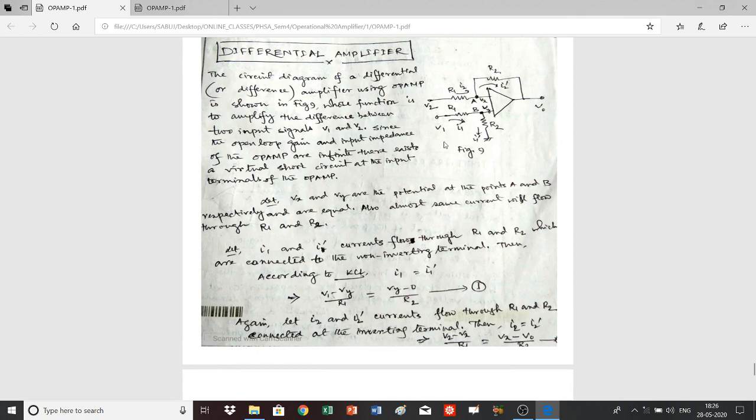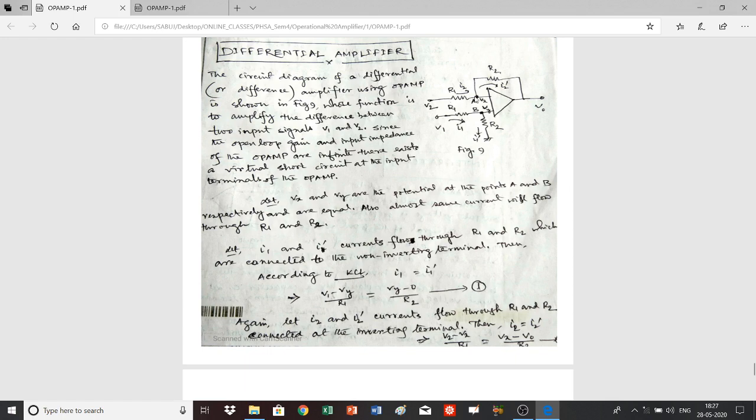From this section of the circuit, I1 is equal to V1 minus the potential Vy, divided by R1. So I1 is equal to (V1 minus Vy) by R1, and I1 prime is equal to (Vy minus 0) by R2, and these two are equal. So (V1 minus Vy) by R1 is equal to (Vy minus 0) by R2. I write it as equation 1.